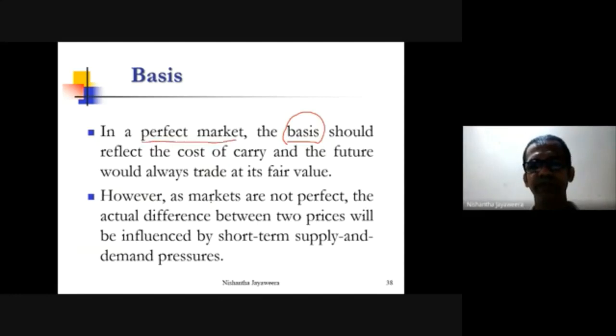But the thing is, markets are not perfect. That means there are various barriers in the market. There may be taxes, transaction costs like brokerage fees, things like that, and the information may not be available. Therefore, in practice, it may not be exactly the same thing. What would happen?